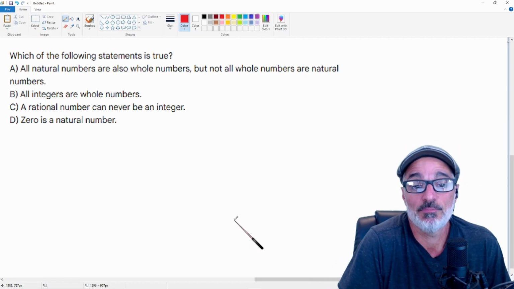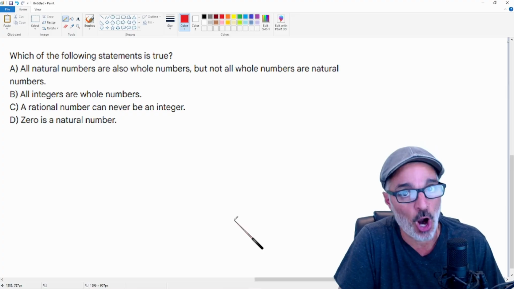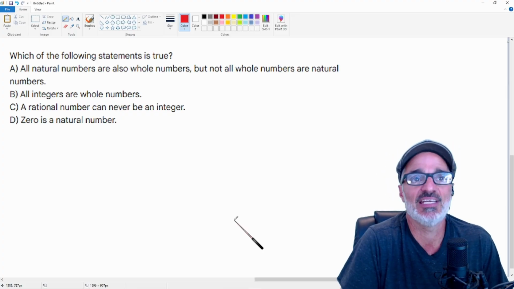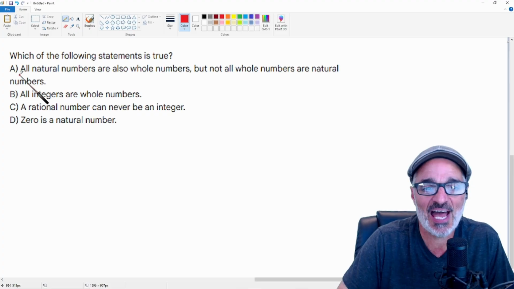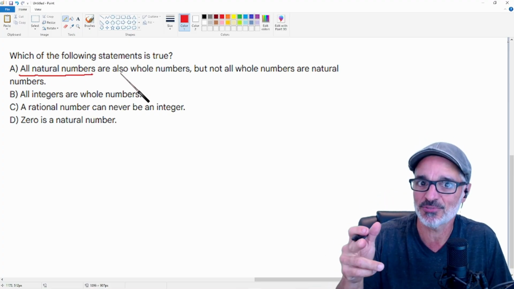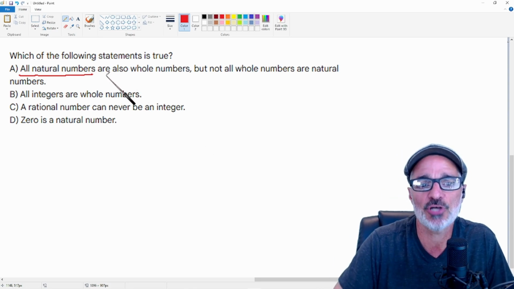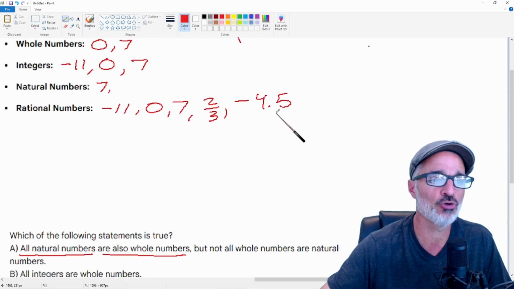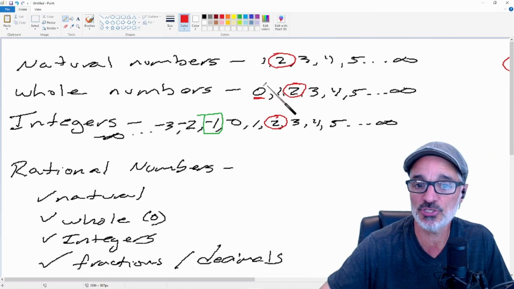Which of the following statements is true? Okay, so one of them is true, 3 are wrong. We have to evaluate each one of them carefully. Let's go to the first one: all natural numbers. Okay, what are the natural numbers? The ones used to count. 1, 2, 3, 4, but not 0. All natural numbers are also whole numbers. Let's go back here. All natural numbers are also whole numbers.